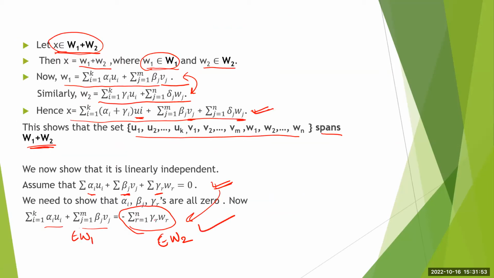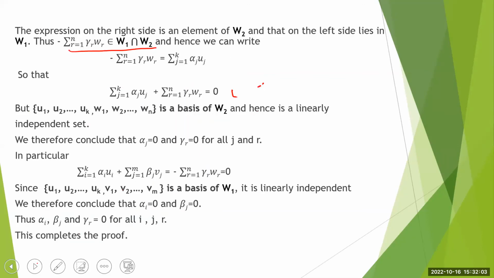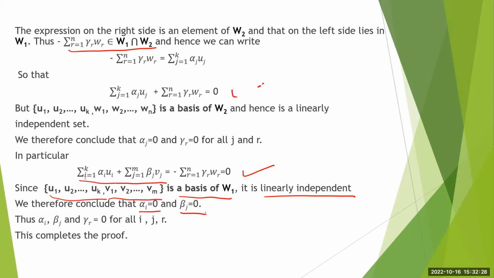Here, if I put all the values of gamma R as 0, I will be getting on LHS summation alpha i ui plus summation beta j vj is equal to 0. So now the LHS is summation alpha i ui plus summation beta j vj. Here all the elements, U1, U2 up to UK, V1, V2 up to Vm, are elements in the basis of W1. As these are elements of a basis, they are linearly independent. So we can conclude that all alpha i's and all beta j's are 0.